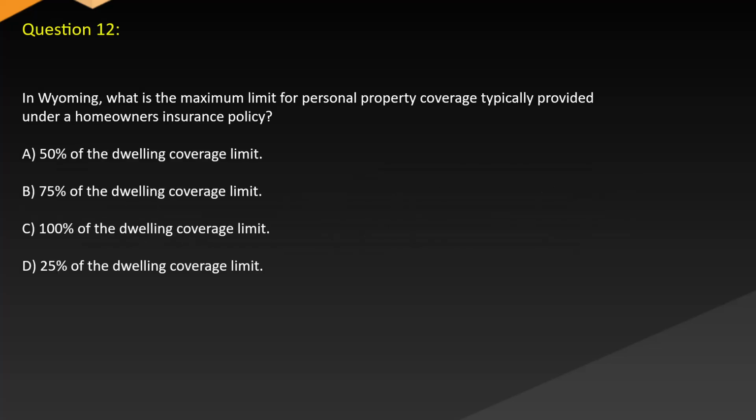Question 12. In Wyoming, what is the maximum limit for personal property coverage typically provided under a homeowner's insurance policy? A. 50% of the dwelling coverage limit. B. 75% of the dwelling coverage limit. C. 100% of the dwelling coverage limit. D. 25% of the dwelling coverage limit.